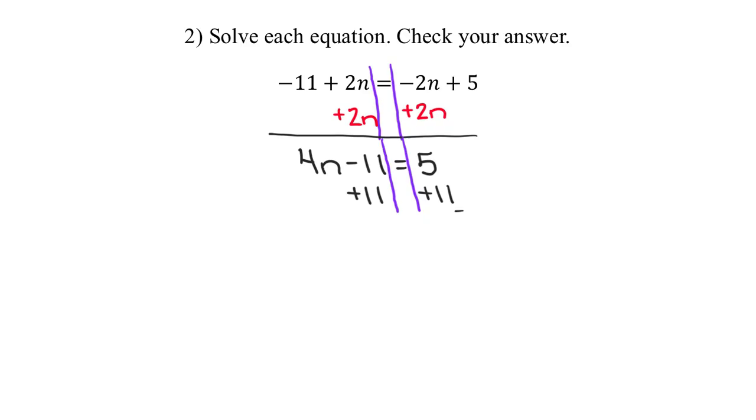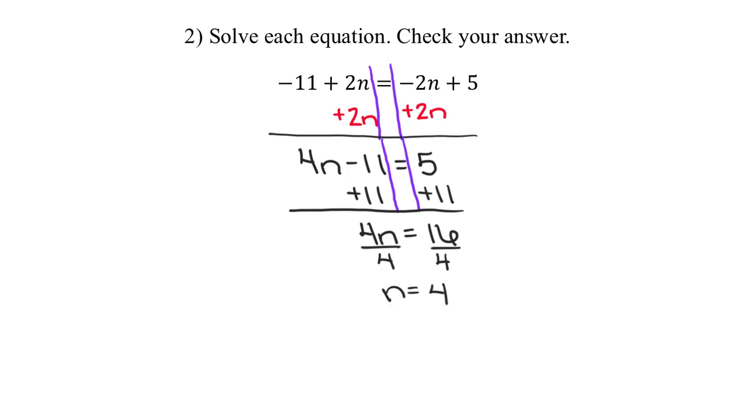You are correct. And then 4n equals 16. Very good. Then you divide. All right, what's my next step here, Noah? You divide by 4. Divide both sides by 4. Yep. And n equals 4.